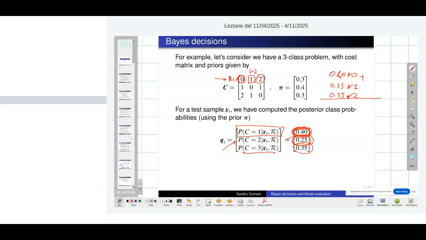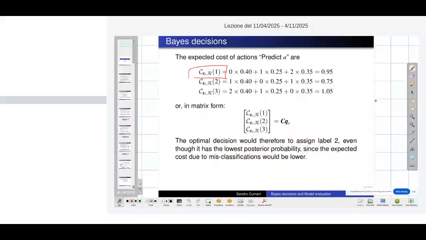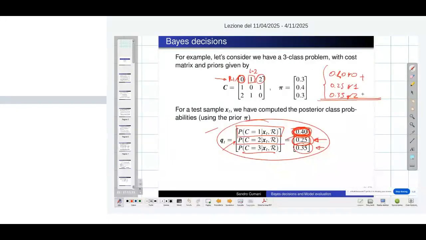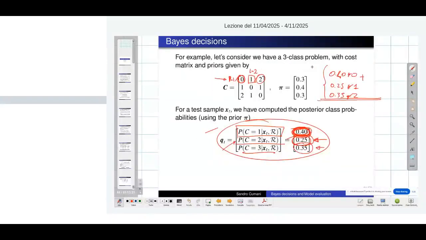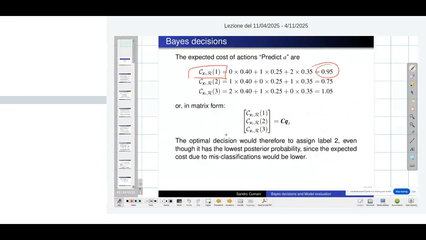If I label as 1, I have 40% of being correct, 25% of being incorrect, and the actual class is 2, and 35% of being incorrect with the actual class being 3. So in this case, if I make the mistakes according to the probabilities that I have of making these mistakes, this is the cost that I will pay. The result, you have it on the slides, it's 0.95. If these were, for example, euros, it means that if I classify the point as belonging to class 1, I would pay 95 cents.